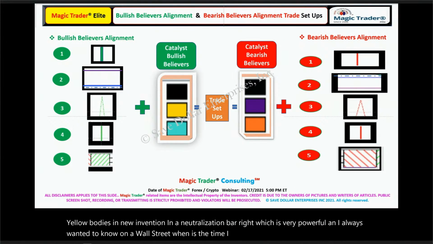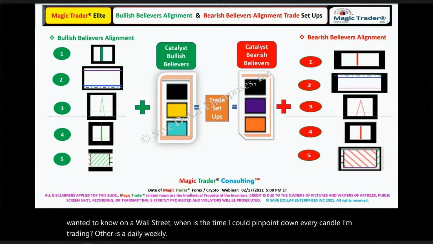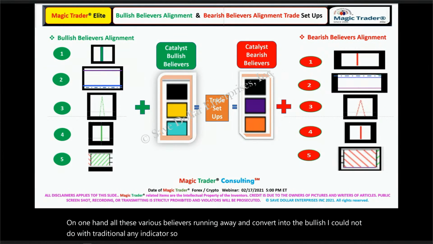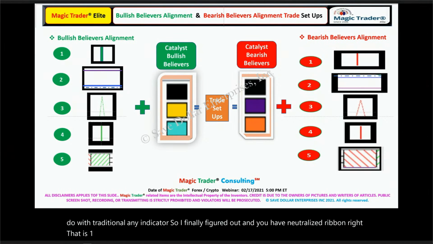And I always wanted to know on Wall Street when is the time I could pinpoint down every candle I'm trading, whether it's daily or weekly, where all these bearish believers run away and convert into bullish. I could not do that with any traditional indicator. So I finally figured it out. And you have a neutralized ribbon, right? That is an explosion.